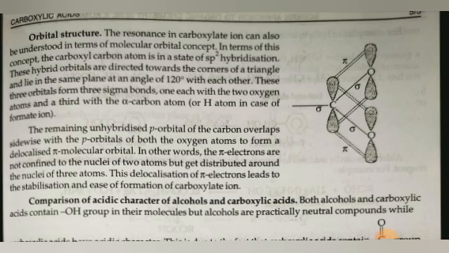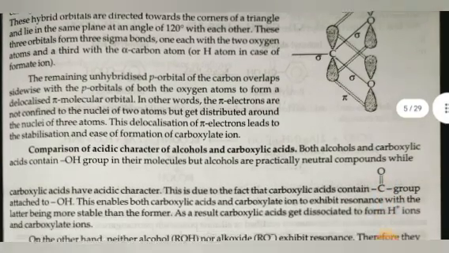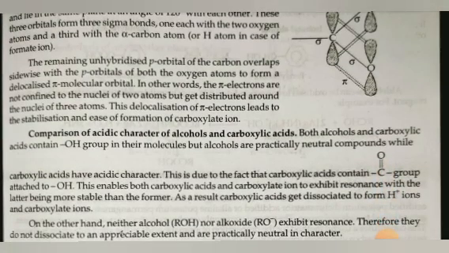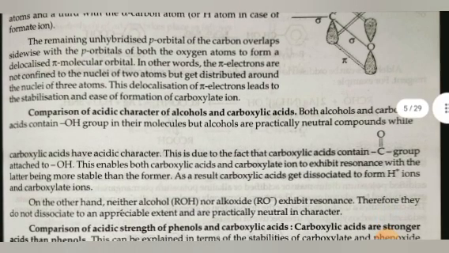These three orbitals form three sigma bonds, one each with the two oxygen atoms and a third with an alpha carbon atom, or a hydrogen atom in the case of the formate ion. The remaining unhybridized p orbital of the carbon overlaps sideways with the p orbital of both the oxygen atoms to form a delocalized pi molecular orbital. In other words, the pi electrons are not confined to the nuclei of two atoms but get distributed around the nuclei of three atoms. This delocalization of pi electrons leads to the stabilization and ease of formation of the carboxylate ion.